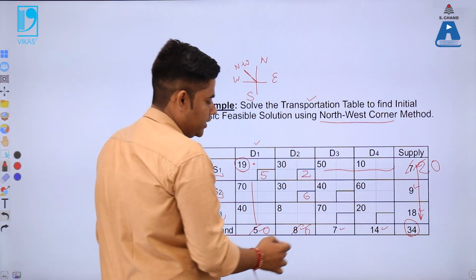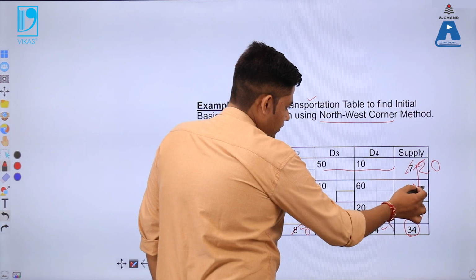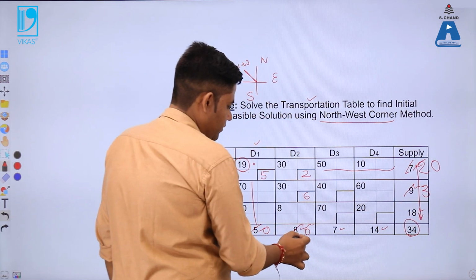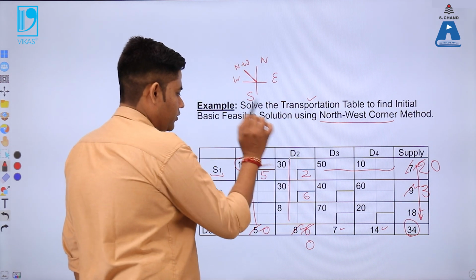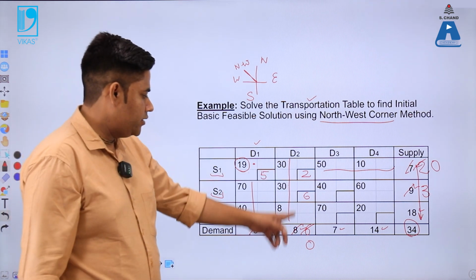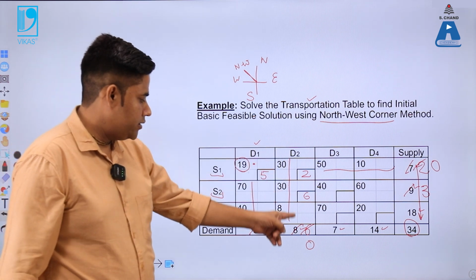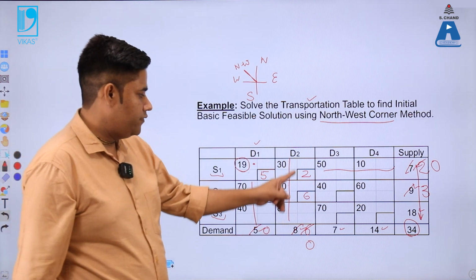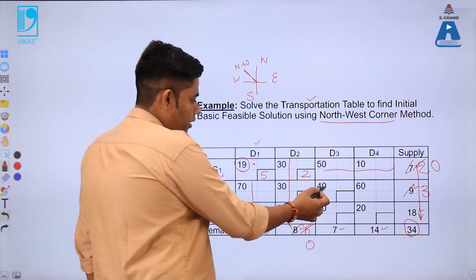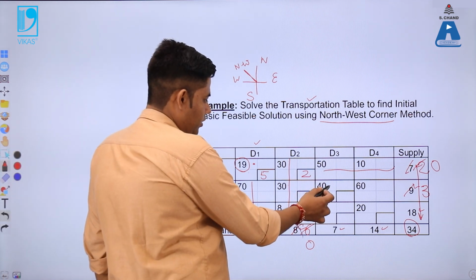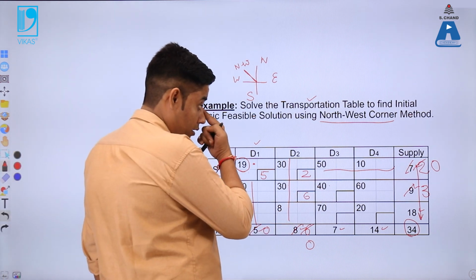So I can substitute 6 here, and what about this? This becomes 3 and this becomes 0. The moment it becomes 0, I need to cross this. That means the demand center 2's demand is fulfilled. So demand center 1's demand is fulfilled, demand center 2's demand is fulfilled by 2 different supply centers, 1 and 2. Then you have another northwest corner, which is this corner.